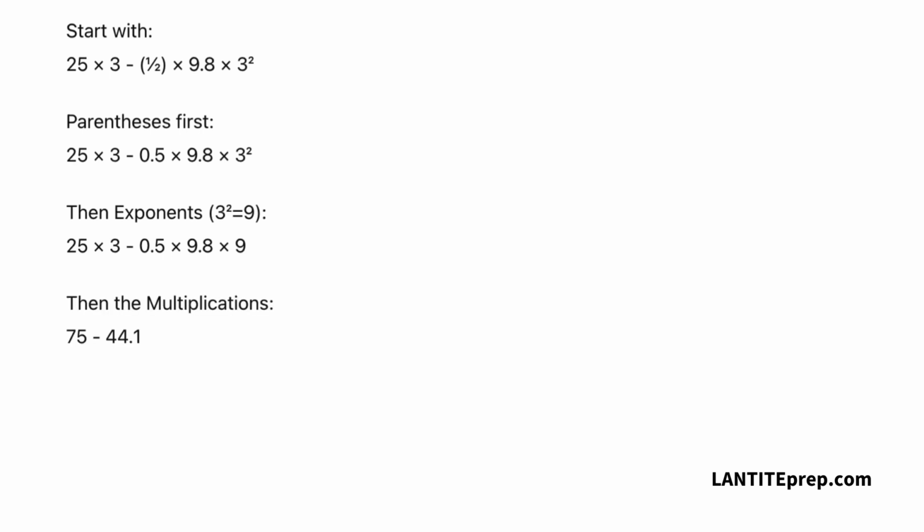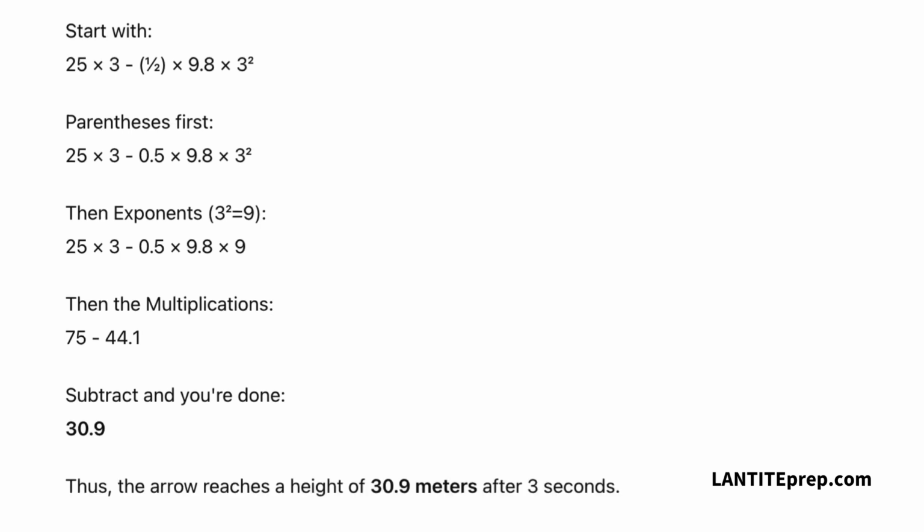Now, we'll multiply 25 times 3, which gives us 75, and negative half times 9.8 times 9, which gives us negative 44.1. Then we'll subtract and find a difference of 30.9, which tells us that the arrow reaches a height of 30.9 meters after 3 seconds.